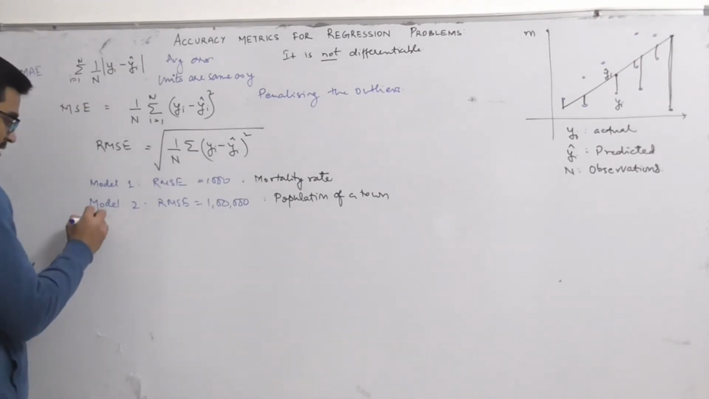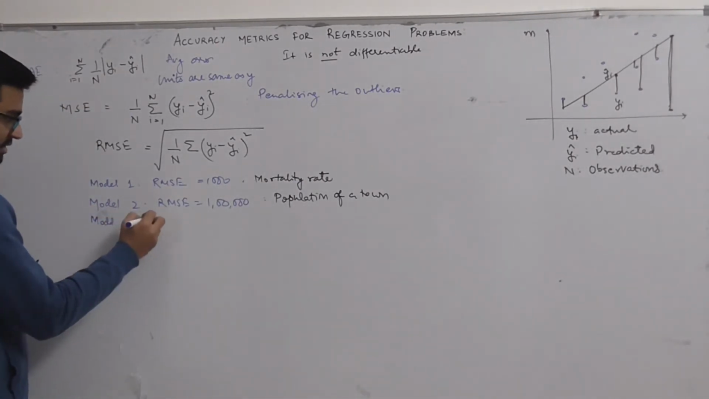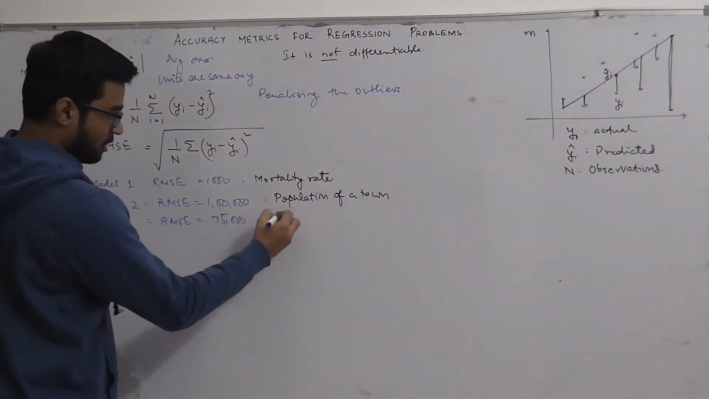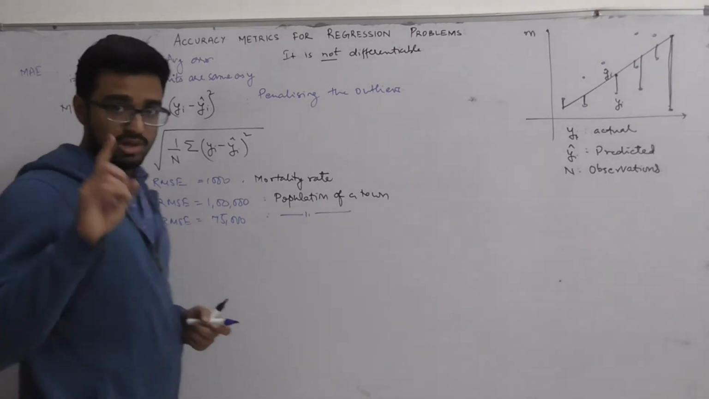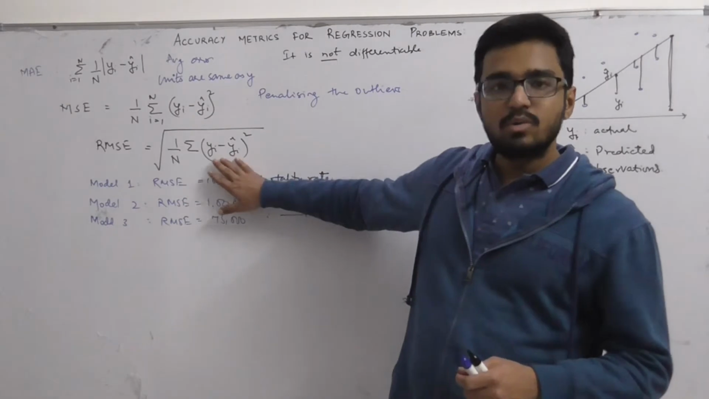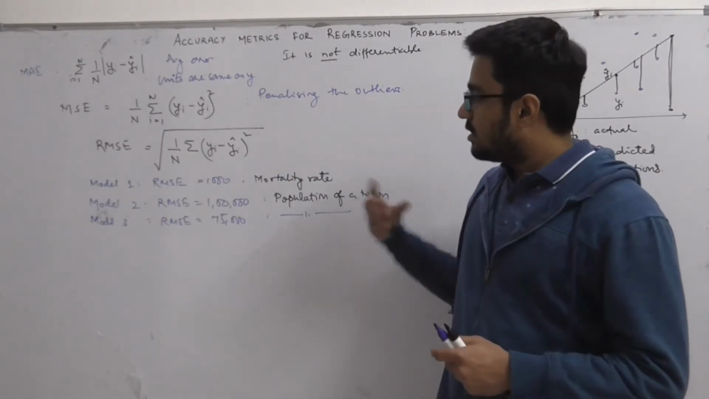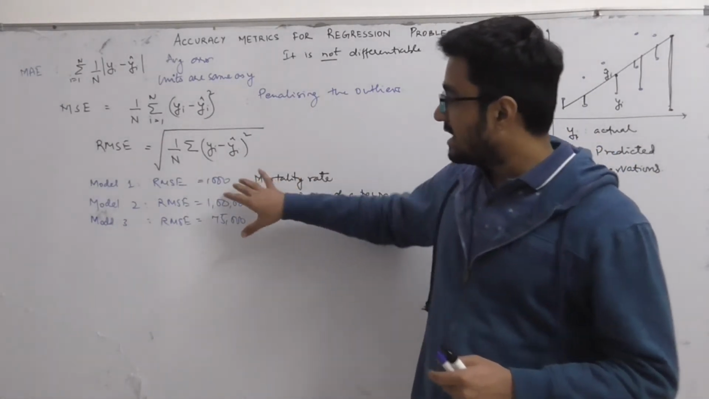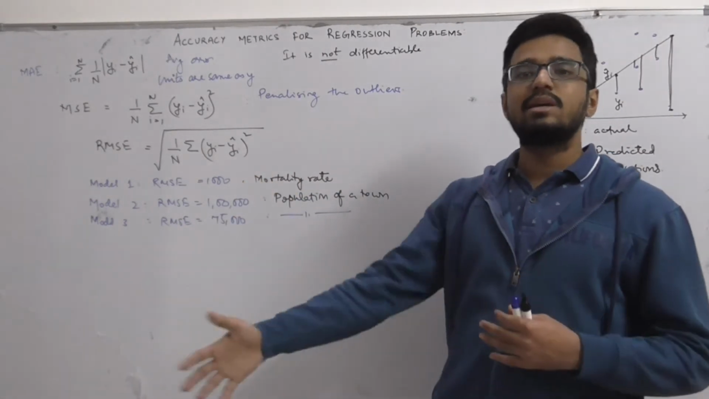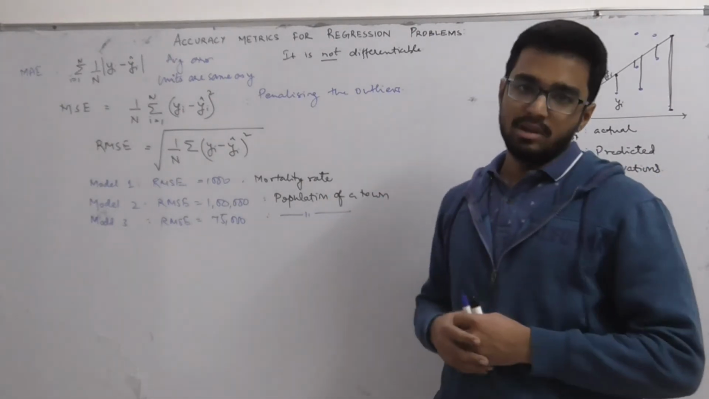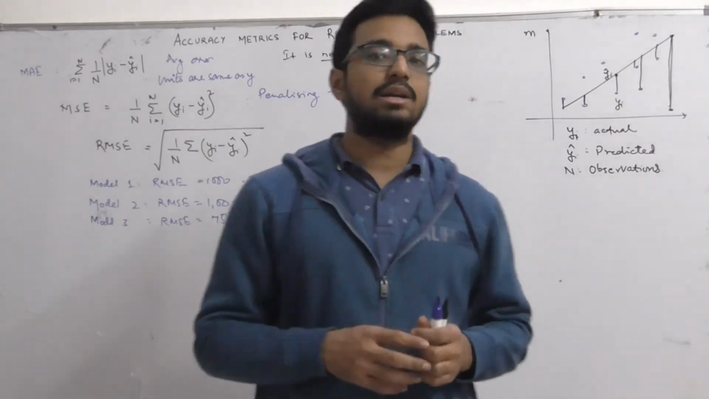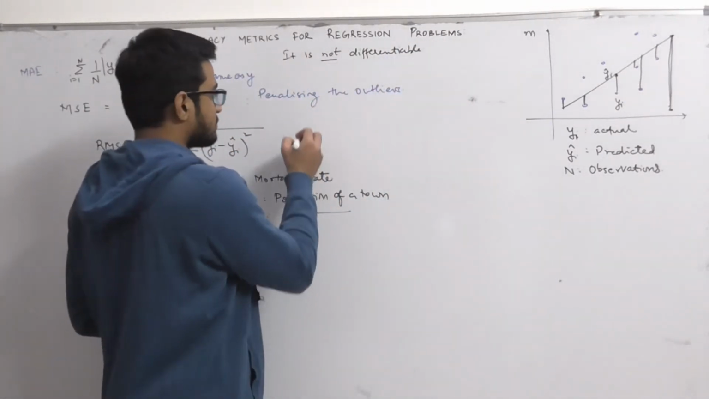But I can tell if I have a model 3 with RMSE 75,000 for the population of a town, then I can say that model 3 is much better than model 2. But I cannot compare model 1 and model 2, first thing. Secondly, I cannot say whether I can improve model 1 or model 3 more. Is there something remaining on which I can improve the model? So that is why we need a new metric, and that is called R square.